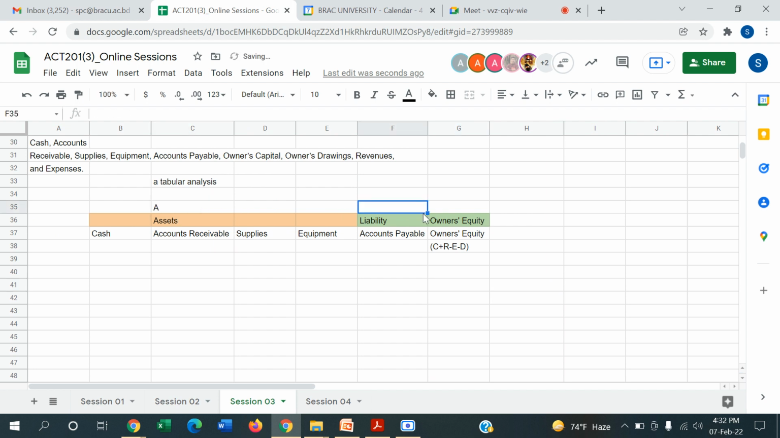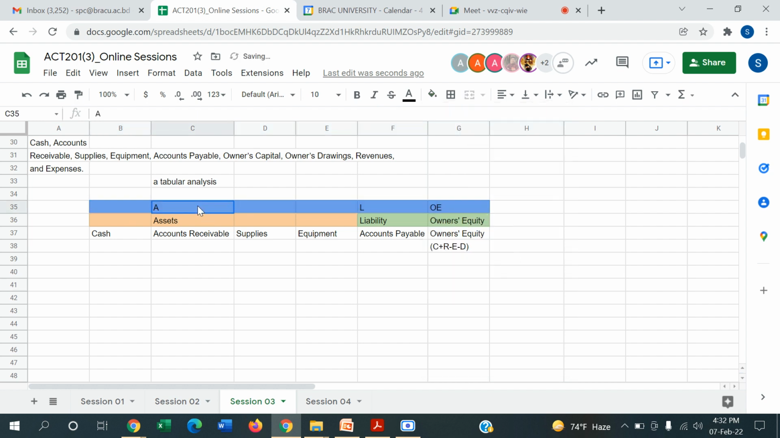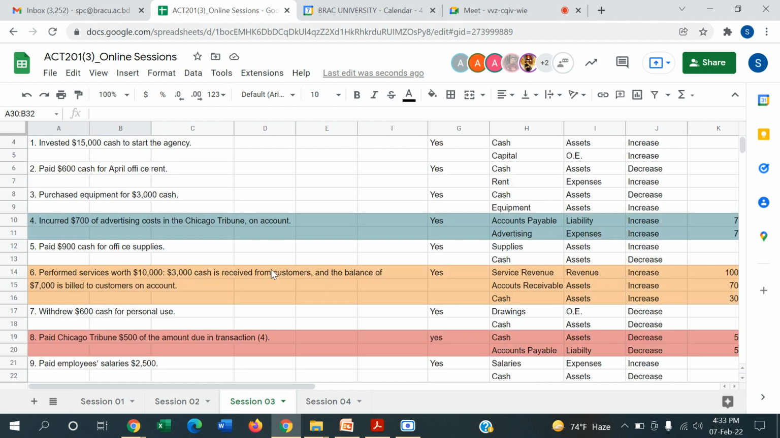So assets, liabilities, and one thing we should keep in mind: assets must always be equal to liabilities plus owner's equity. So, whenever you are asked for a tabular analysis, you need to show the effect of the activities directly in this accounting equation. And for showing the effect of the activities in the accounting equation, you definitely have to do this assessment.